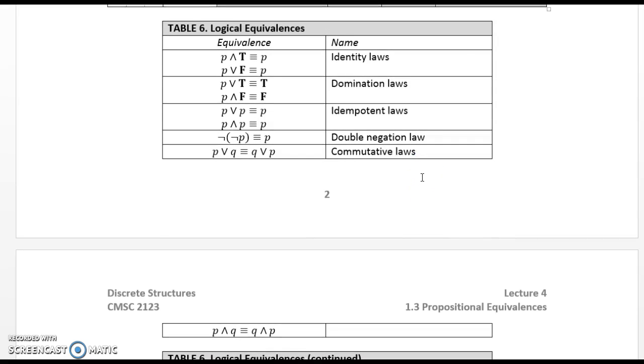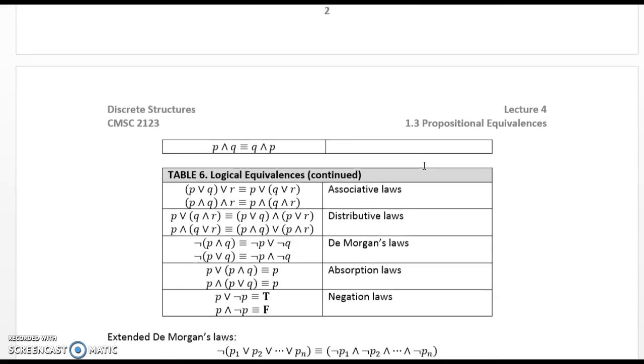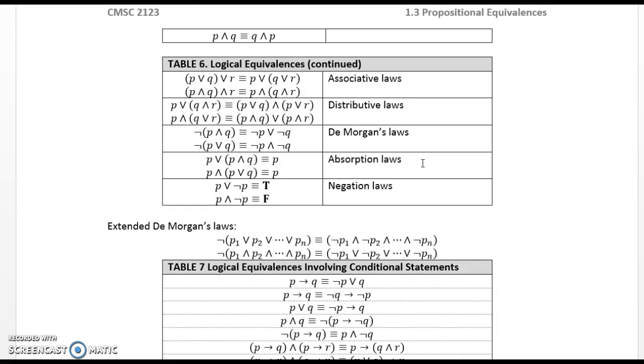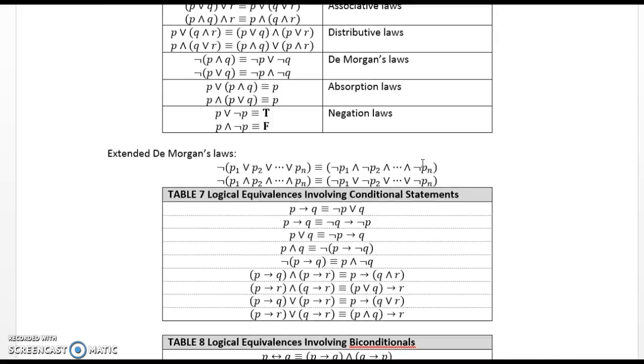Table 6 has some logical equivalences. We have the identity laws. P and true is always equivalent to P, and P or false is always equivalent to P. We have the domination laws. We have the idempotent laws. We have the double negation laws. We have the commutative laws. We have the associative laws, distributive laws, De Morgan's laws, absorption laws, and negation laws.